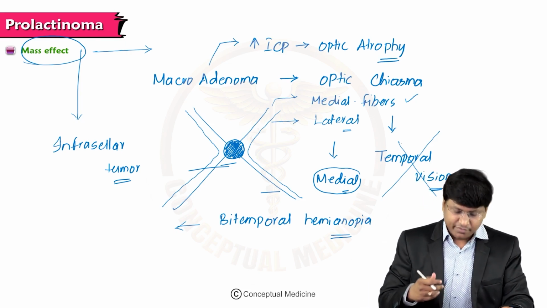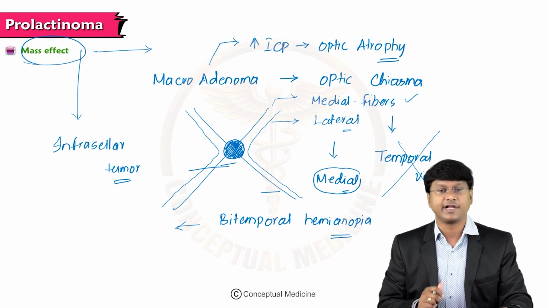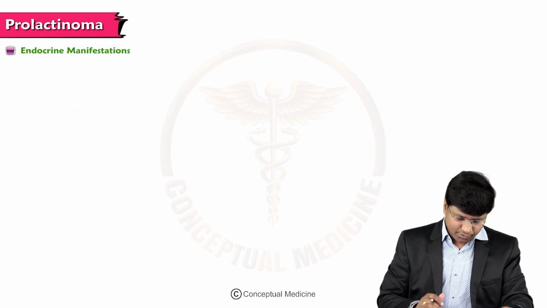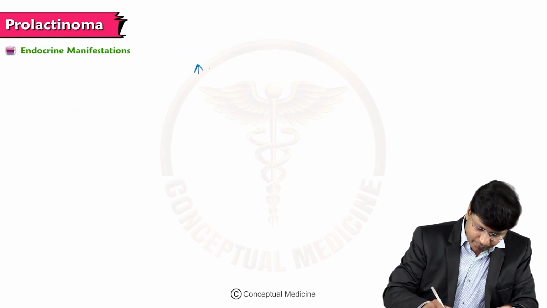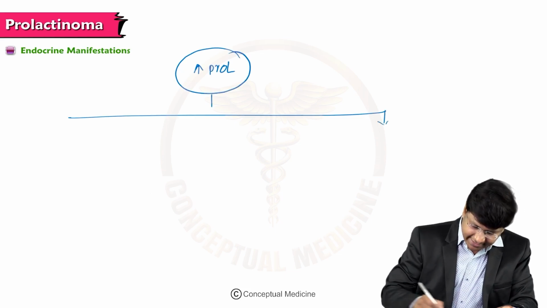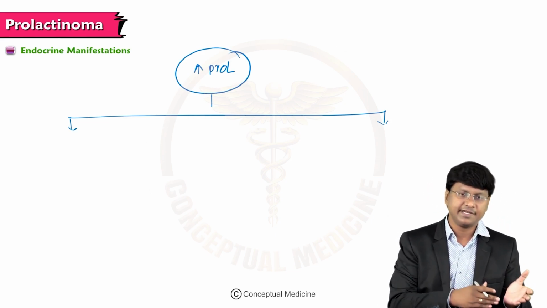Now, in case of microadenoma, what will you have? You will have endocrine manifestations. Now, what are those endocrine manifestations? Whenever there is an increase in prolactin, you will have hyperprolactinemia, and prolactinoma can occur either in males or females.